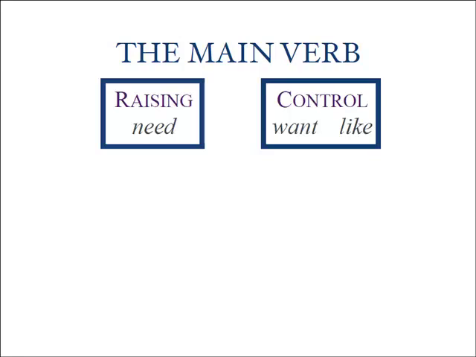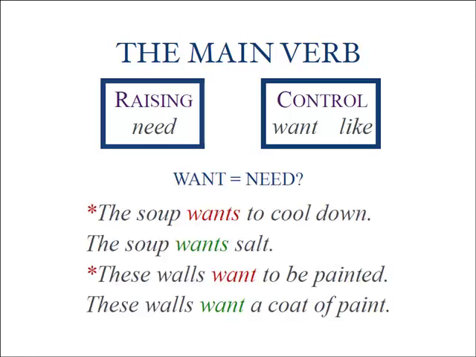Now, there are maybe some ways in which these are not entirely fitting neatly into these categories. So basically they do, but maybe there are some cases where there are shades of grey. So one thing is the use of want to mean need. We can't say "the soup wants to cool down," but we could say "the soup wants salt." Maybe some speakers can say that, maybe some people can't. Again, "these walls want to be painted," not so good. "These walls want a coat of paint," maybe kind of meaning need or lack.